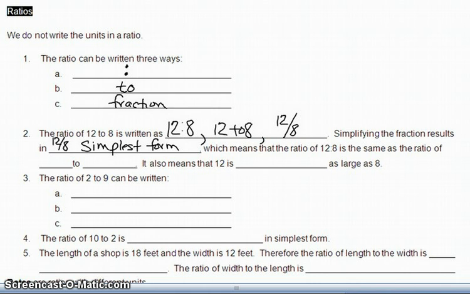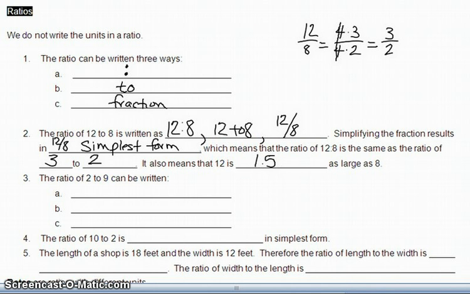So 12 eighths in simplest form. If we look at that number, I'm going to write it up here. I'm going to have 12 eighths equals 4 times 3 over 4 times 2. I'm looking for that common factor. I'm going to cancel that out. It can be written and is equivalent to 3 over 2. So as a ratio, I can write that 3 to 2, 3 colon 2, or 3 halves. And what this tells me is that 12 is 1.5, if I were to take that to a decimal, times as large as 8.